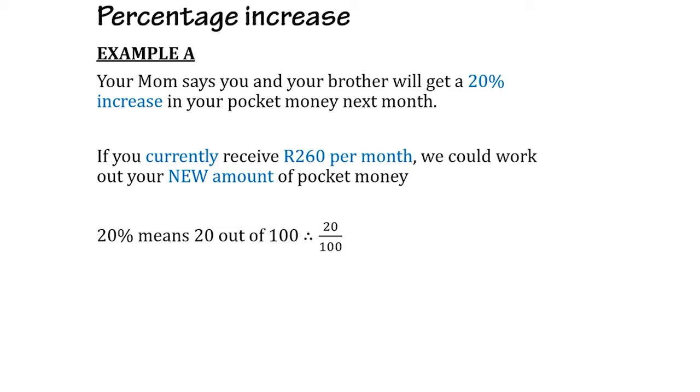Well, percentage actually means per centum, which we know, all my cricket players out there, is 100. So this 20% is saying every time we see that symbol, that means out of 100. So 20 out of 100. And what does that mean in this context of pocket money? Well, if you were receiving 100 Rand per month pocket money, you could now expect to get 20 of that 100, 20 Rand extra. But of course, we're receiving 260 Rand.